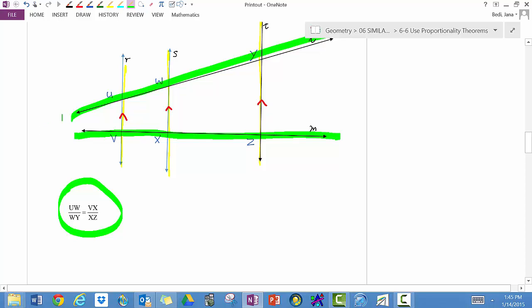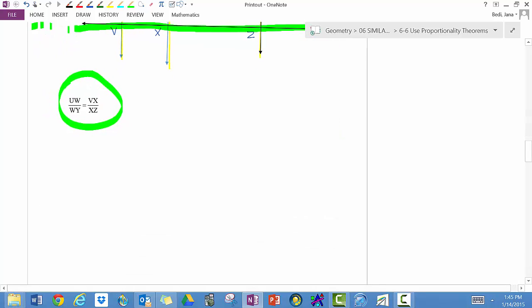Imagine that if you extended these sides here, they might actually meet, but they don't have to. However, the proportionality still holds. So if you have parallel lines, it can be 3 or more. The transversals are divided proportionally.